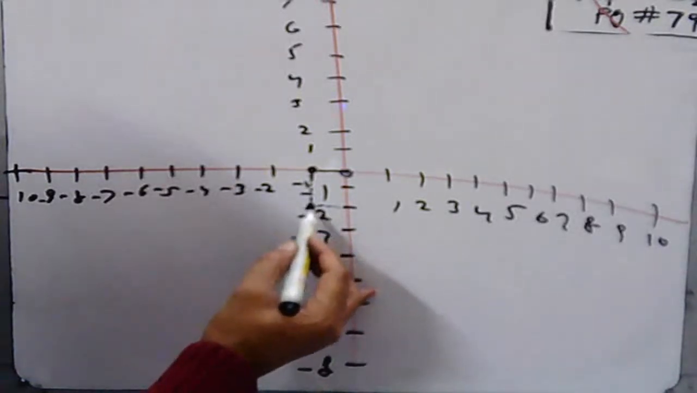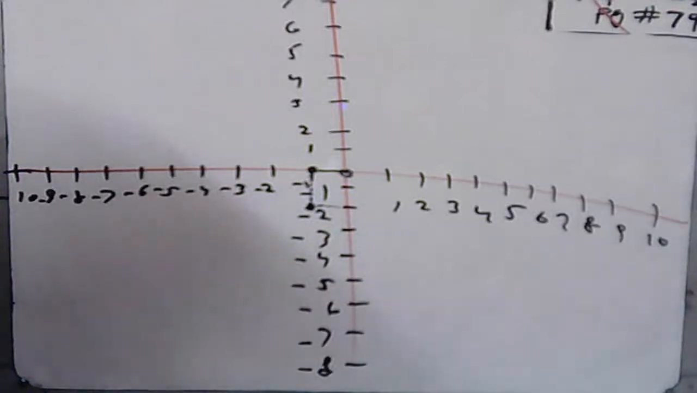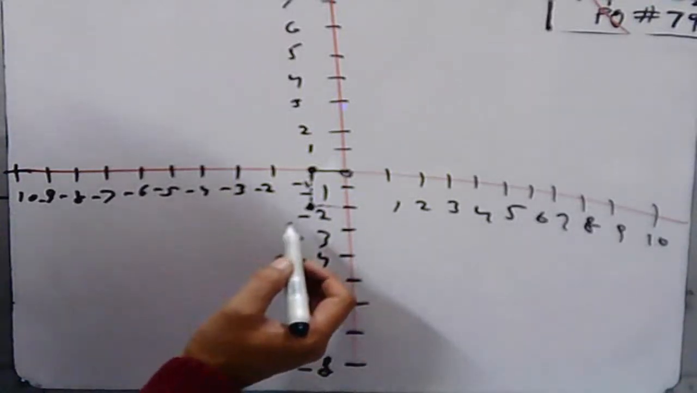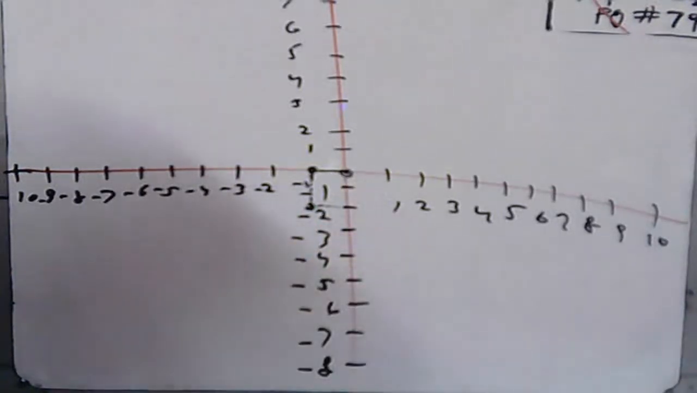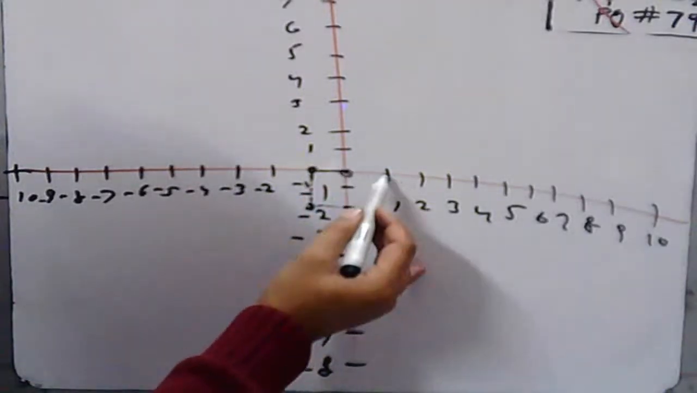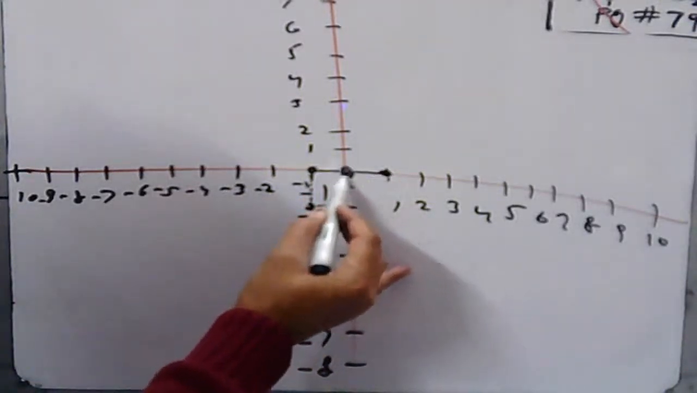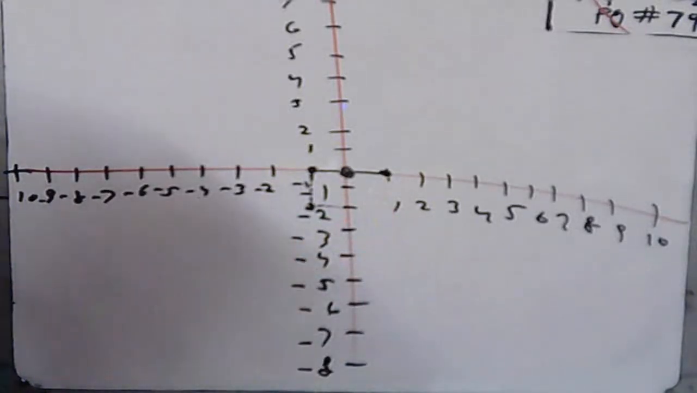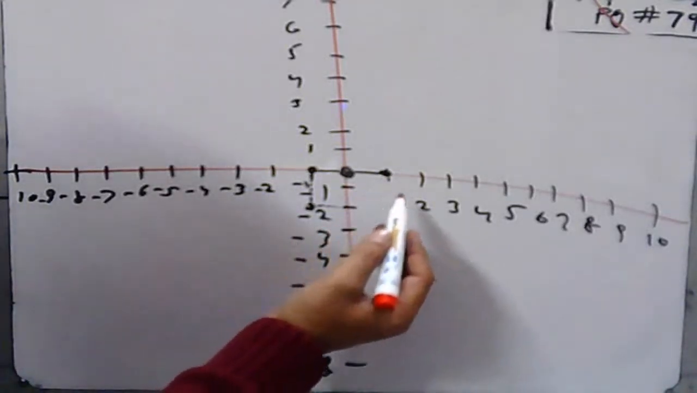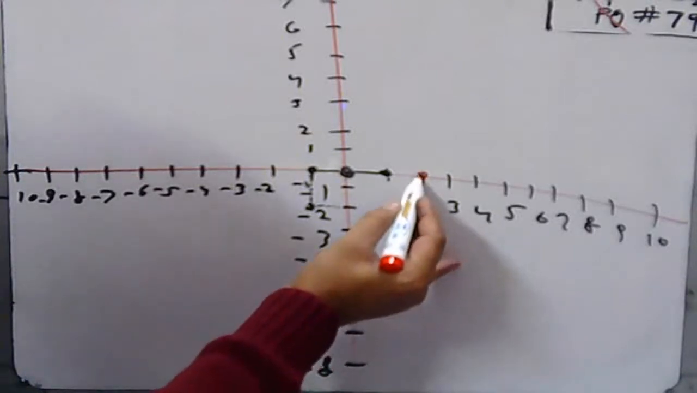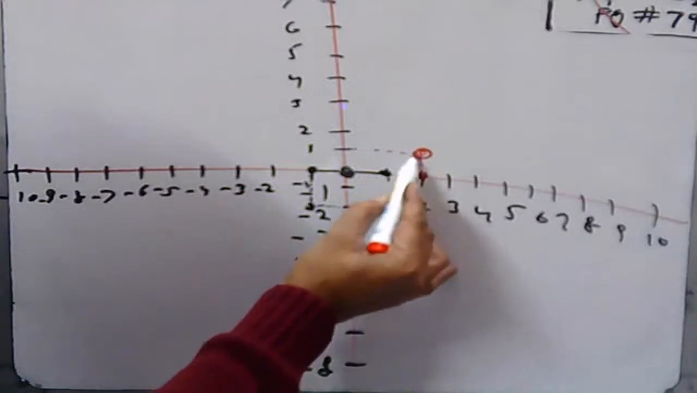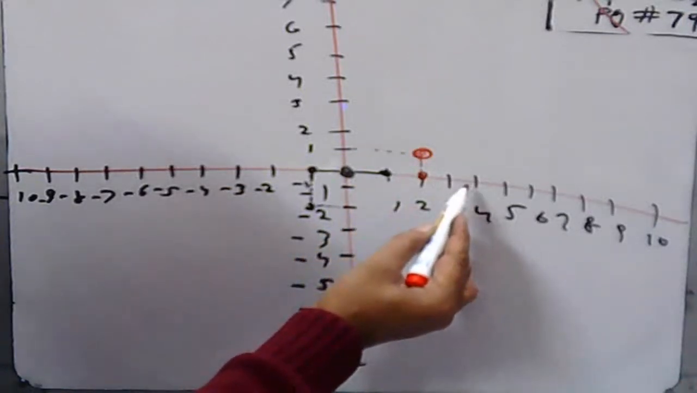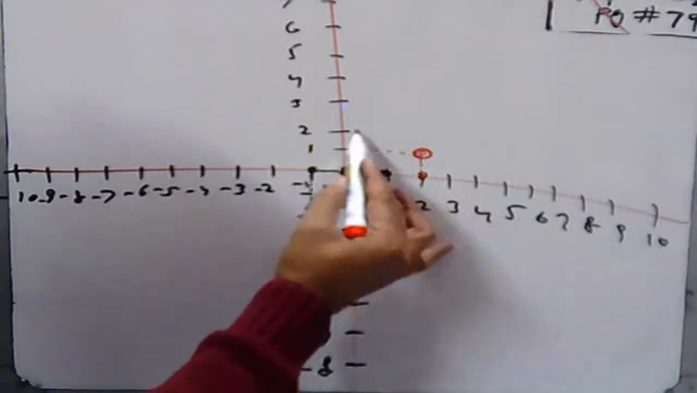Similarly, the other points: 2, 1 is a point, and 1 will give you 0. If you take 1 again, you will get 0. So this is your central point. So when you take 2, you will get 2 minus 1, so that is 1, and one point is here. The other point is when you take 3, you will get 2, and so the second point is here.